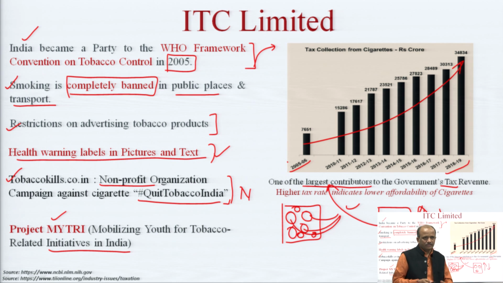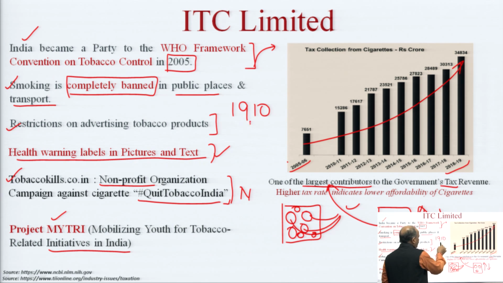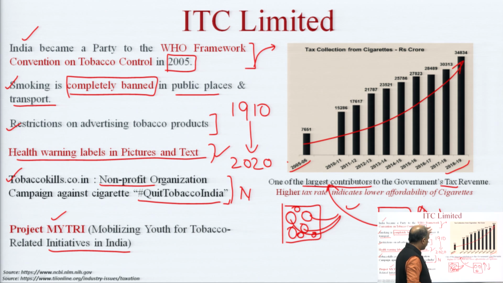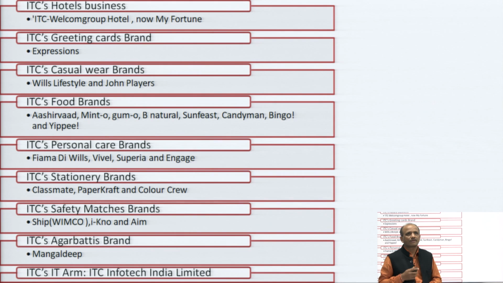After all this information, as I said in the beginning, this company started in 1910. From 1910 to 2020, more than 100 years have passed, and this is not the story of the last 15 or 20 years. This is the story of the last 50 or 60 years. So what the company decided is to shift from tobacco business operations to the non-tobacco part, and let us look at the portfolio that this ITC company is currently holding.